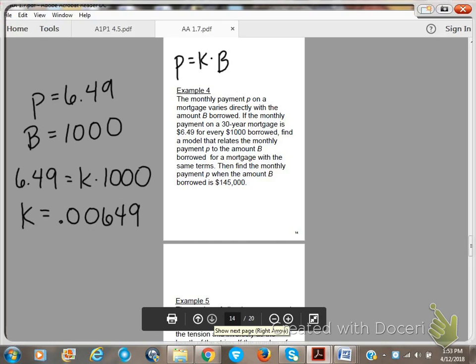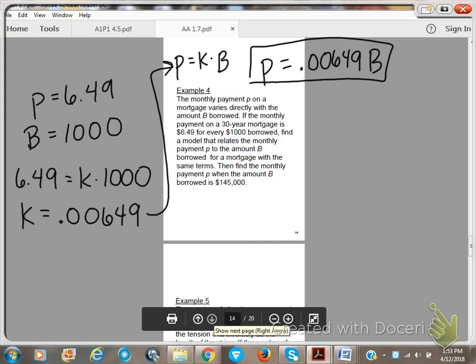All right, Chrissy, I have this K value. What do we do with it now? Put it back in the problem. Good. So we'll bring it back here, and it's going to look like P equals 0.00649 times B. This right here is the model that relates the monthly payment P to the amount B. So that gives us the model, or the equation, or the function.